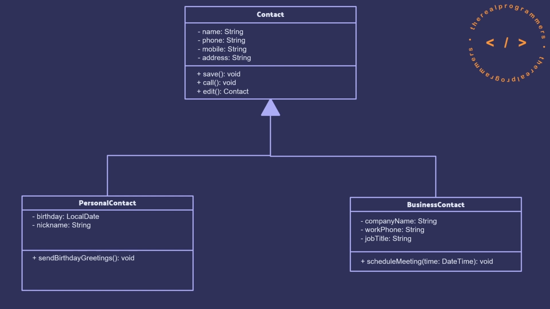This is represented by a solid line with a filled triangular arrowhead, starting from the subclass and pointing towards the base class. For example, personal contact and business contact inherit from the same contact class. Both the classes contain the common attributes and methods along with some additional attributes and methods specific to these classes.